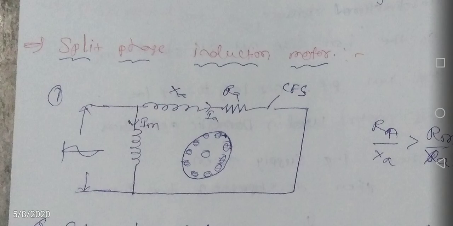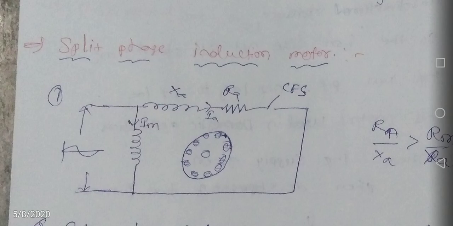So to create alpha, the torque angle, to some degrees, the auxiliary winding must not be inductive in nature, because the main winding is already inductive. So the auxiliary winding must be other than inductive in nature, that may be resistive or capacitive nature.